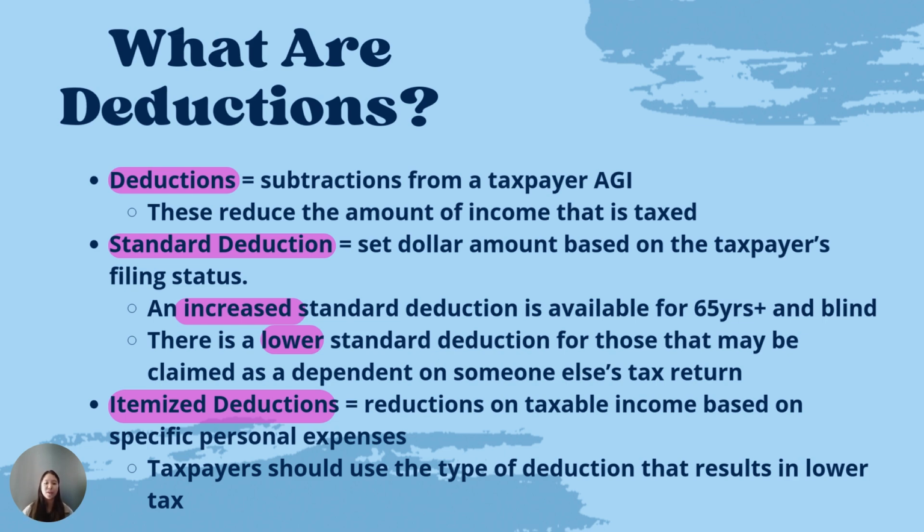Now, the standard deduction can't go below zero. So I can't take a deduction that's greater than my AGI. That's basically what it means.